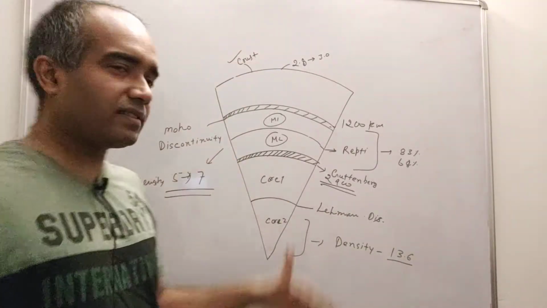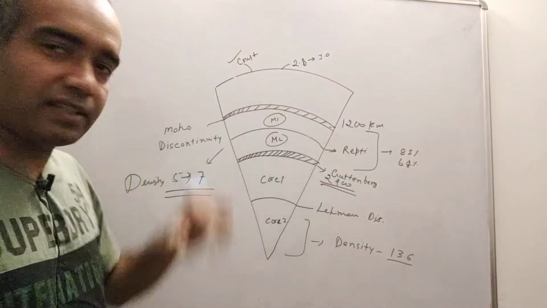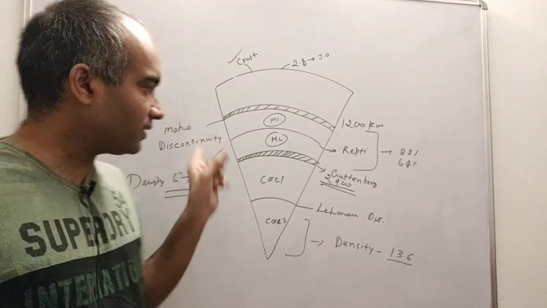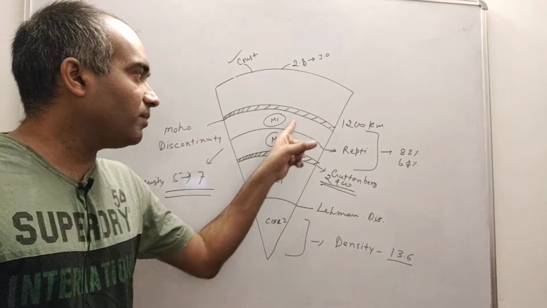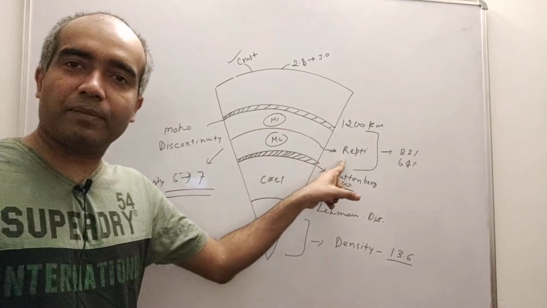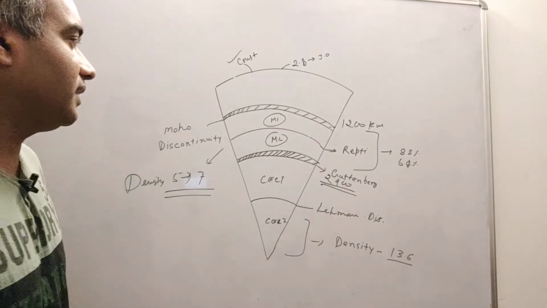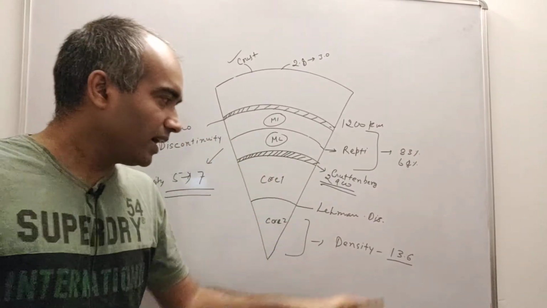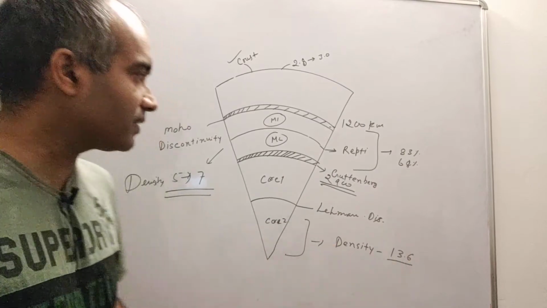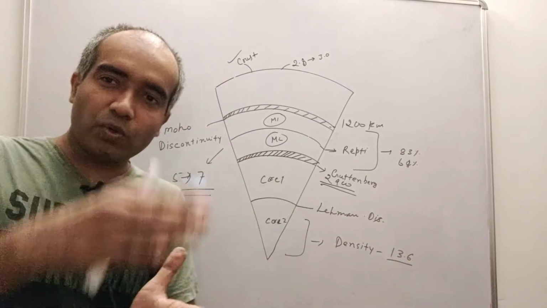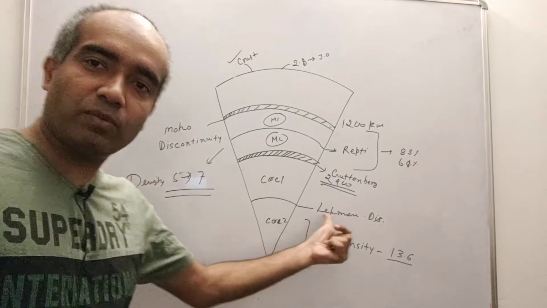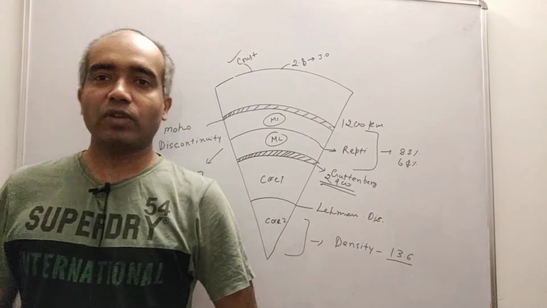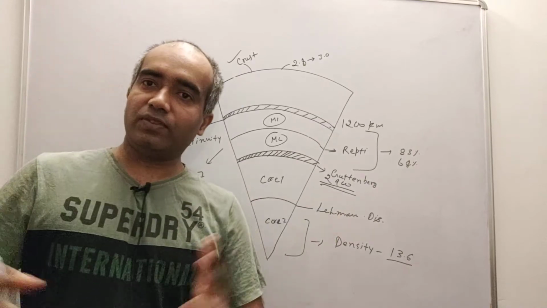So there is the crust, and after that there is the mantle. Between crust and mantle there is a discontinuity, and that discontinuity is the Mohr discontinuity. The second discontinuity, between M1 and M2, the mantle 1 and mantle 2, is the Repti discontinuity. And the core 1 and core 2, the core is the highest density part, and its density is around 13.6. And between the two cores, the inner core and the outer core, there is one more discontinuity, which is known as the Lehman discontinuity.